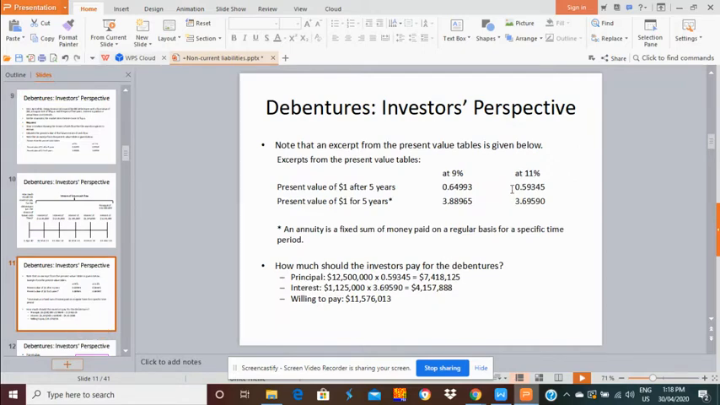But in our case, 9% coupon, market rate 11%. So what are we going to do? We're going to use information from this column. You multiply 12.5 million principal by 0.59, get 7.4 million, the present value of the principal, and then you multiply the coupon payment by the present value annuity factor, 3.69, and we'll get the present value of all 5 coupon payments equal to 4.1 million. And then you add them together, and that's the present value of principal and the coupon payments, 11.5 million, and it is less than 12.5 million. Why is it less? Because the coupon rate is smaller than the market rate.